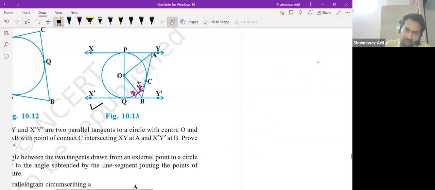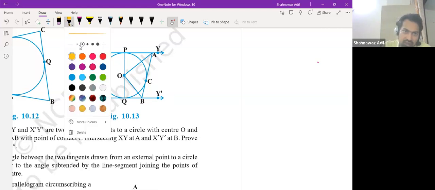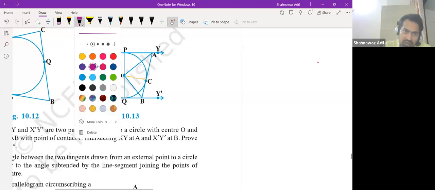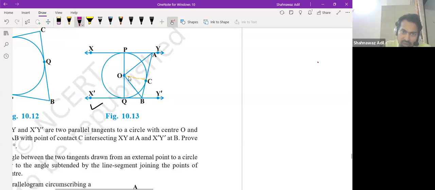So we don't know this part, right? I will give you a hint. Let's join this one. So this is not. Let's join this one. So this is your hint. So how can you prove this one?